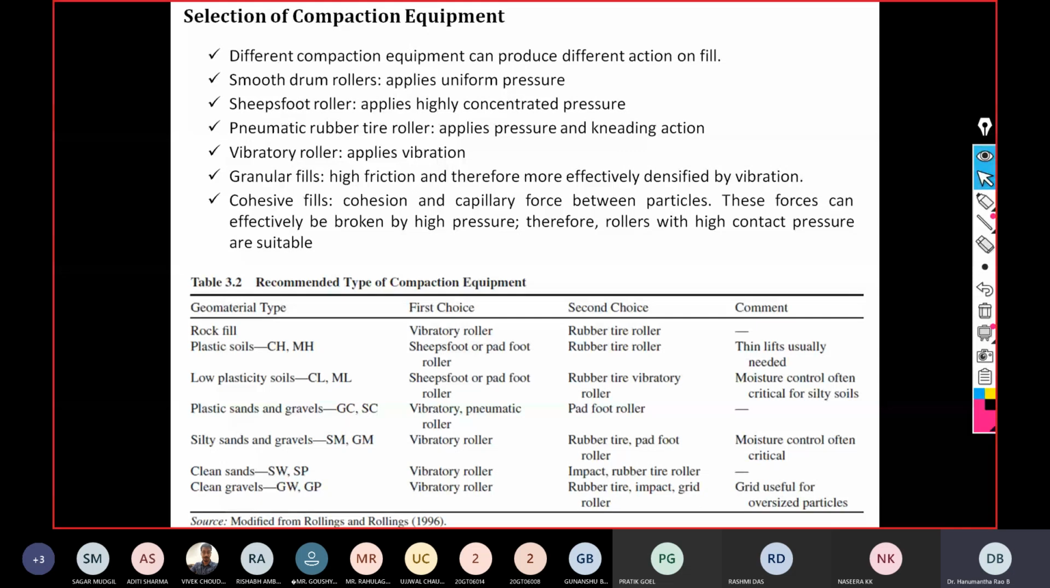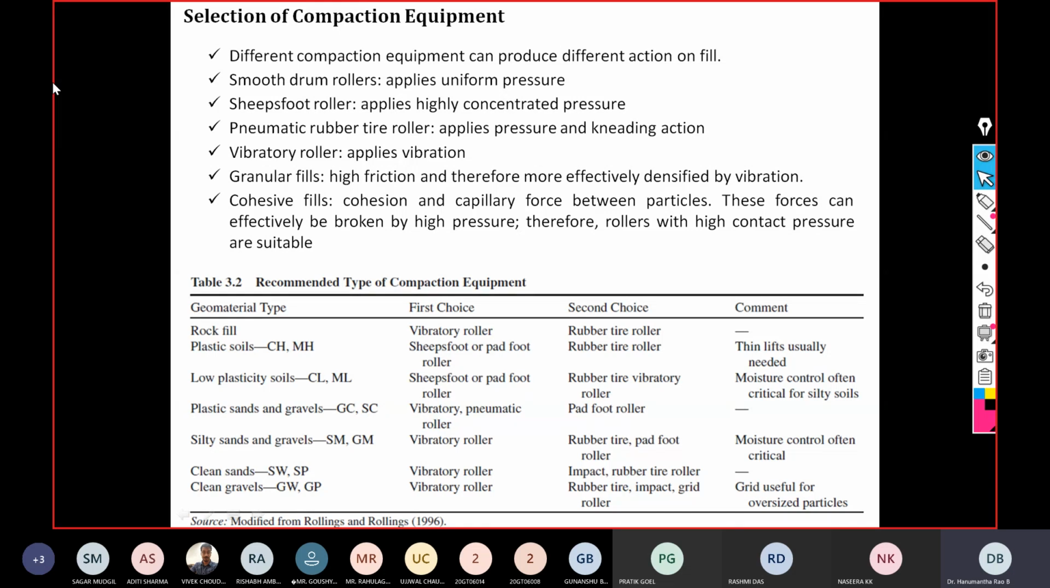So in case you are dealing with rock fill, where it is neither cohesive soil nor cohesionless soil, but the particle sizes are bigger than 4.75 millimeter, which is the size of gravel, or in fact rock fill means the size of boulders, then you should always prefer to choose a vibratory kind of roller. And if that kind of roller is not available, then you can go for the rubber tire roller.